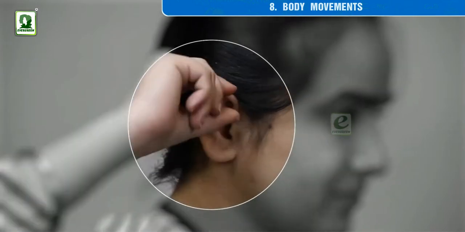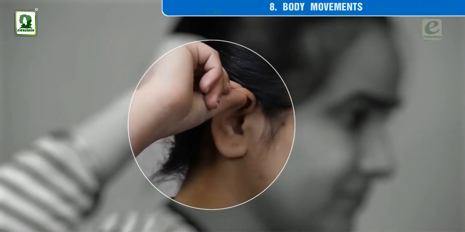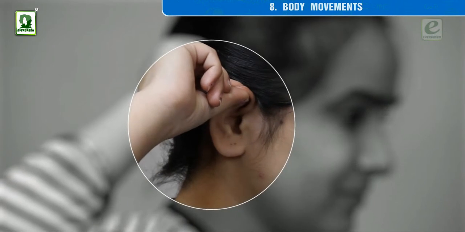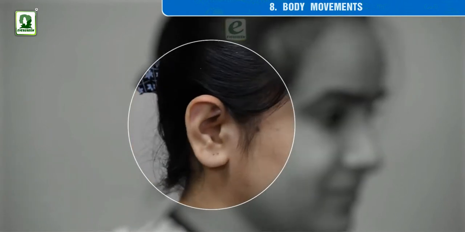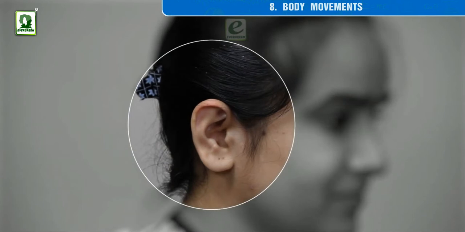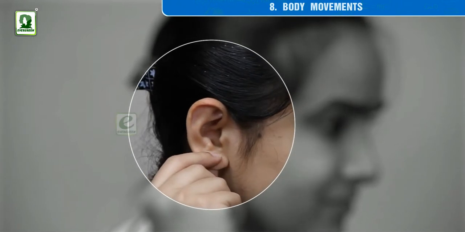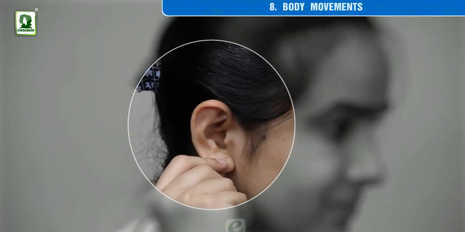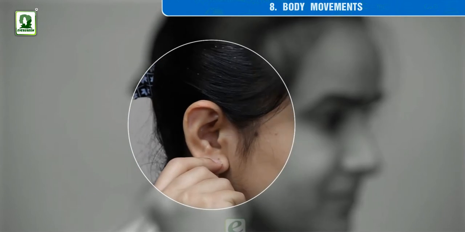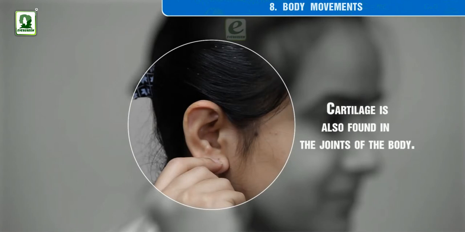Feel your ear. Do you find any hard bony parts that can be bent? Here, you do not seem to find any bones, isn't it? Do you notice anything different between the earlobe and the portions above it as you press them between your fingers? Do you feel something in the upper parts of the ear that is not as soft as the earlobe, but not as hard as a bone, isn't it? This is cartilage. Cartilage is also found in the joints of the body.